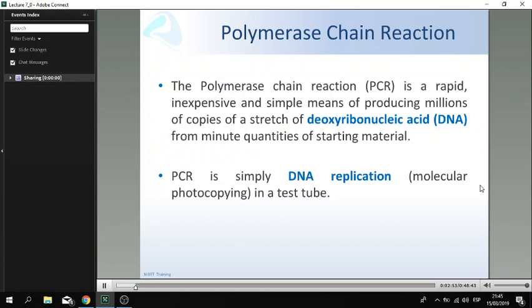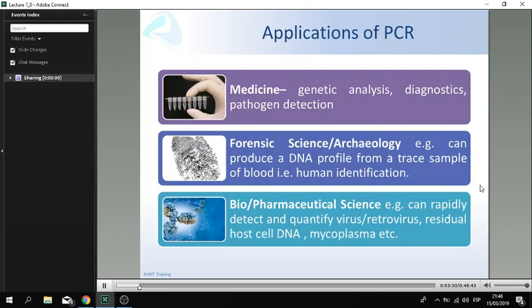It's just basic principles of PCR or polymerase chain reaction. It's basically a quite rapid and these days relatively inexpensive and simple way of producing millions of copies of DNA, or deoxyribonucleic acid, from really small amounts of starting material. So it can really start with minute materials and get millions and billions of copies of DNA, so you can actually visualize it or detect it in some way. So you can look at PCR as molecular photocopying of your DNA in a test tube.